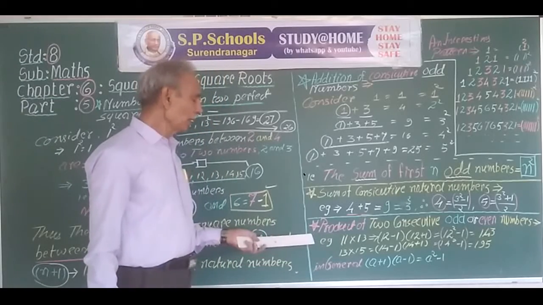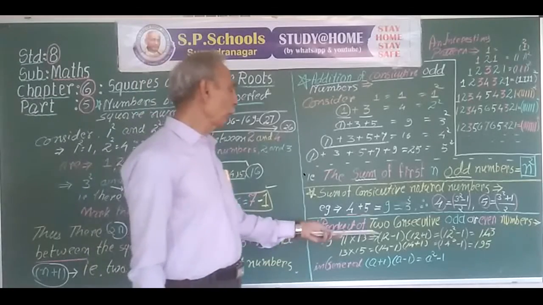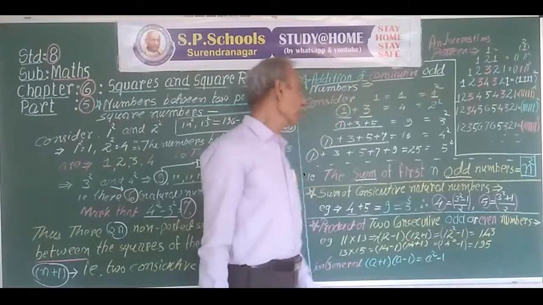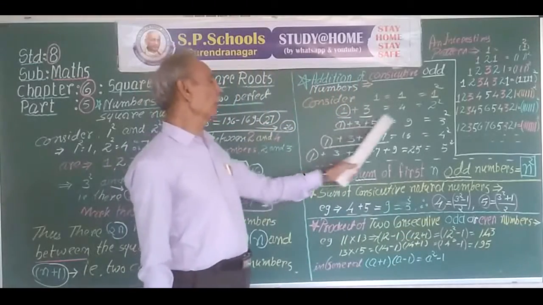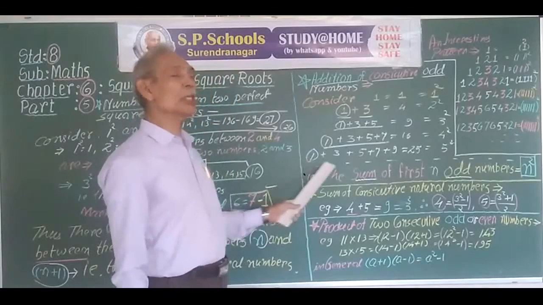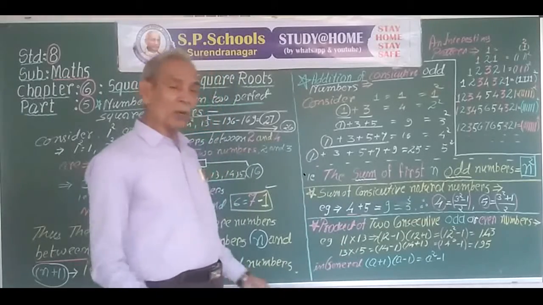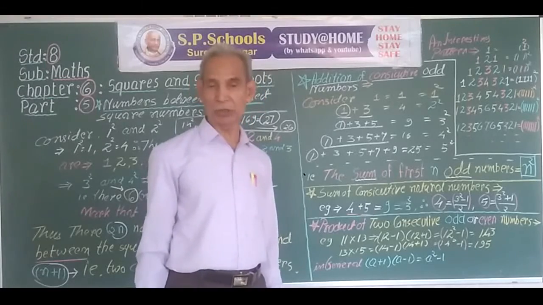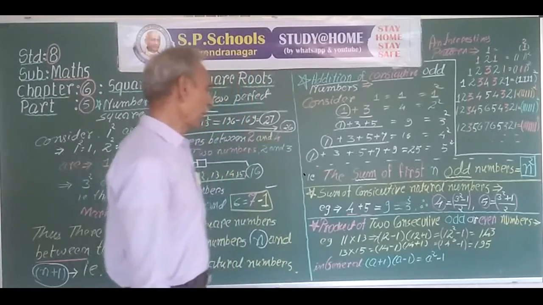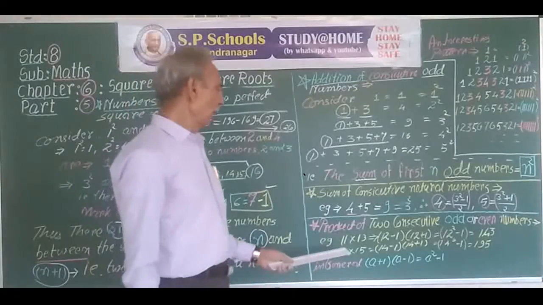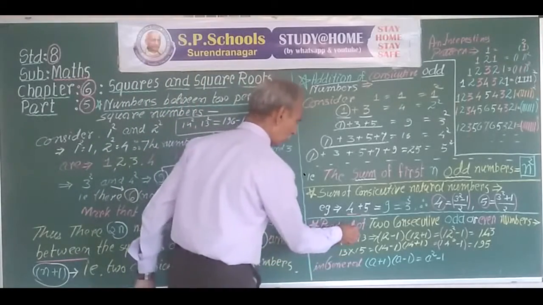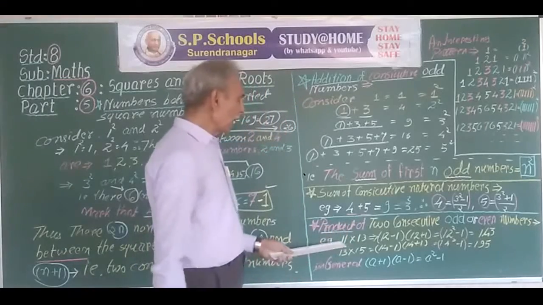Another property: product of 2 consecutive odd or even numbers. We have consecutive odd numbers, and we also have consecutive even numbers. What will be the product of these consecutive odd numbers or consecutive even numbers? Let us try to find out. For example, the product of 11 and 13.